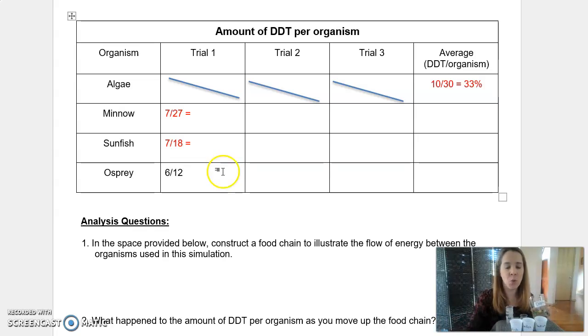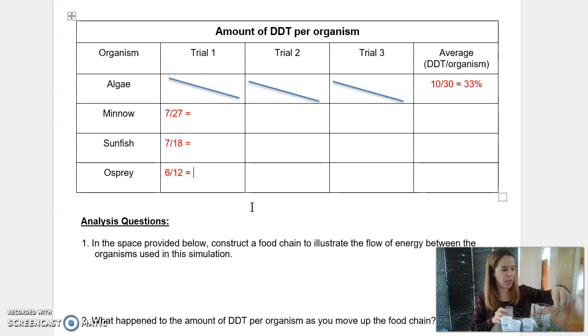6 out of 12. You can either write the fraction or write the decimal or write the percentage. Any of those will work in here. Okay, so that's trial 1. I'm going to start it all over again for the next 2 trials.